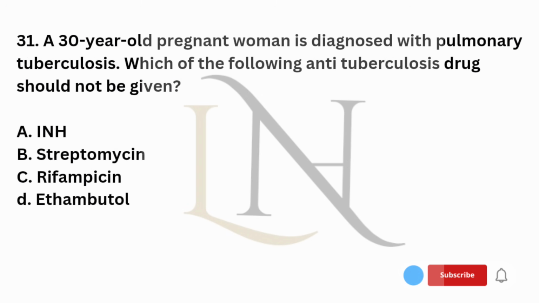A 30-year-old pregnant woman is diagnosed with pulmonary tuberculosis. Which of the following anti-tuberculosis drugs should not be given? Option A, isoniazid. Option B, streptomycin. Option C, rifampicin. Option D, ethambutol. Correct answer.